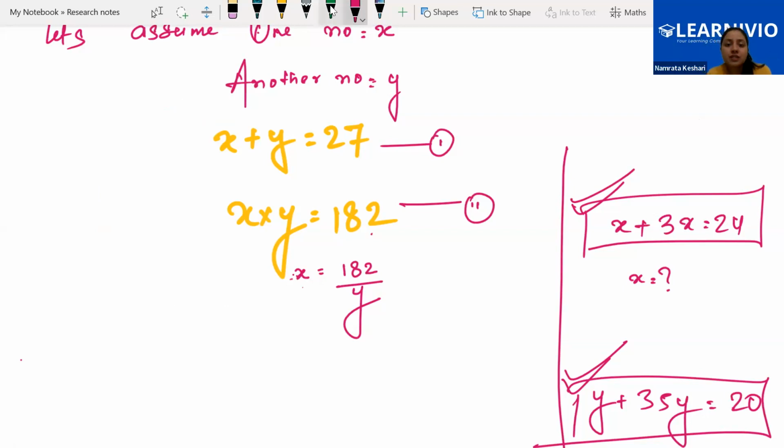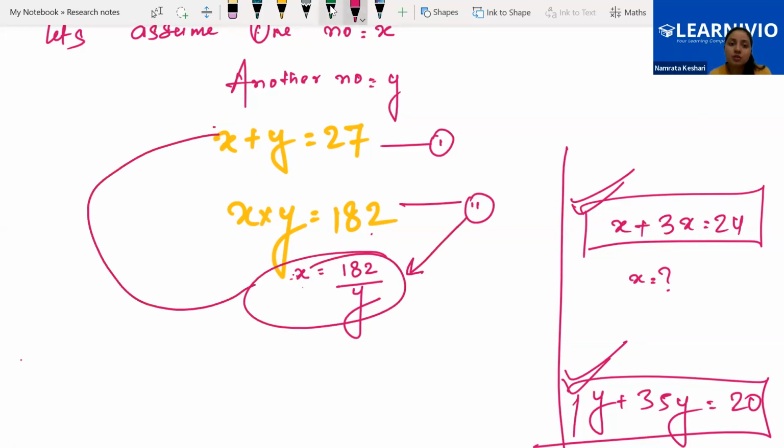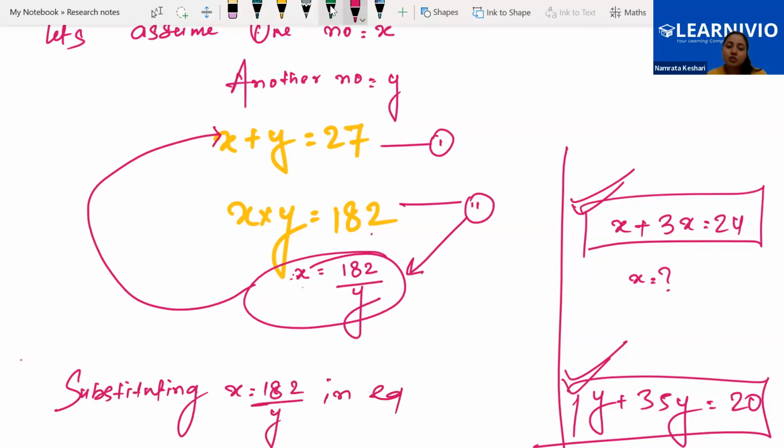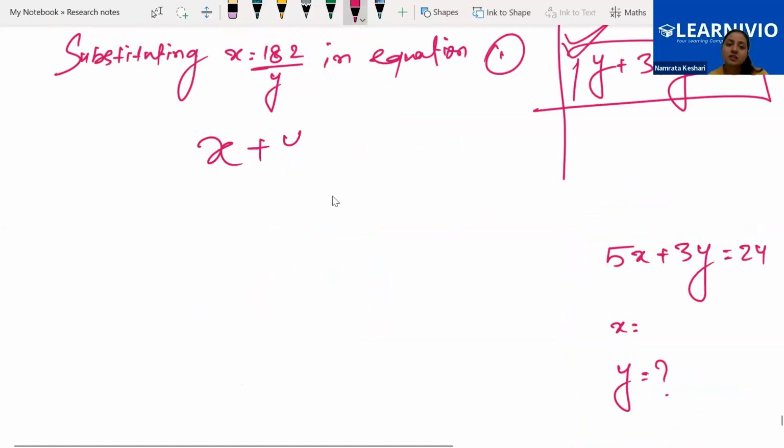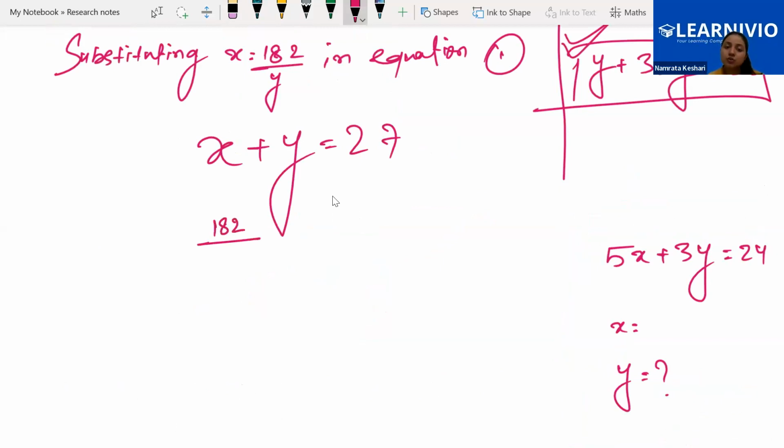How is that going to help us? Let me show you. If this x value we got from the second equation, we are going to substitute it in the first equation. Substituting x equals 182 by y in equation 1. What is our equation 1? x plus y is equal to 27. Here we will substitute at the place of x, 182 by y. 182 by y plus y is equal to 27.